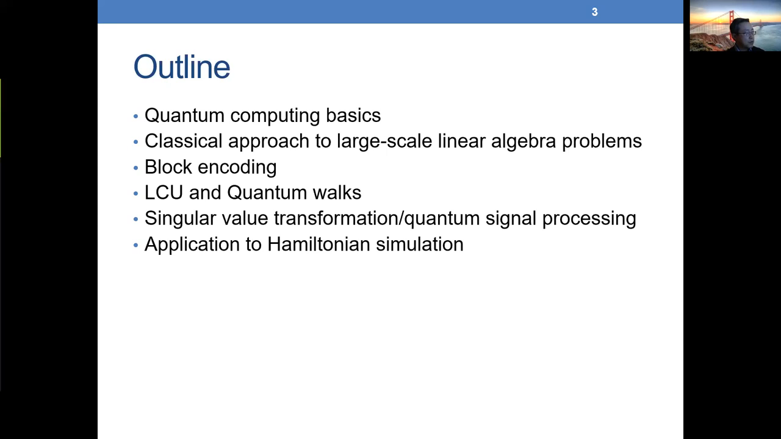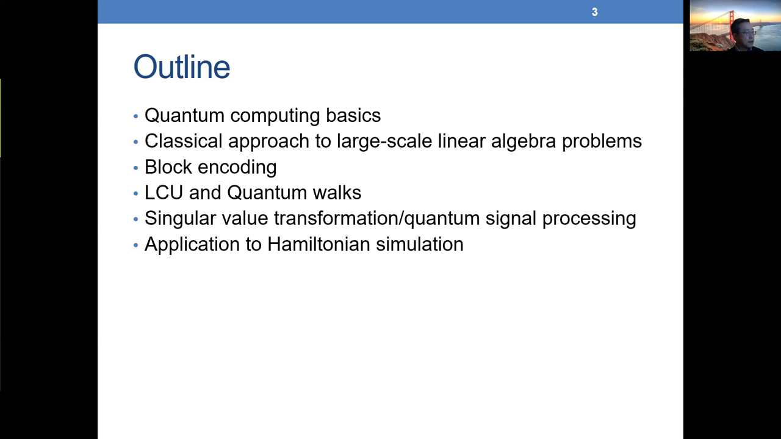Okay, with LCU and quantum walk block encoding, you can then develop block encoding for solving linear systems of equations. You can approximate an inverse by a linear combination of Chebyshev polynomials, and then basically use LCU and quantum walks to obtain an approximate solution. But that turns out not to be the most efficient way to do it in terms of the circuit. A better way to do it is through this technique called singular value transformation, or sometimes called quantum signal processing.